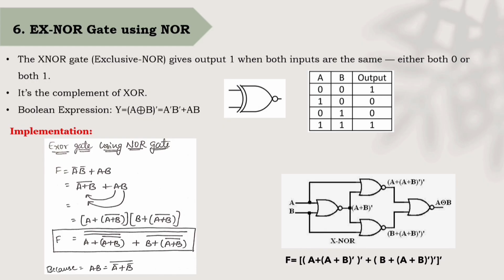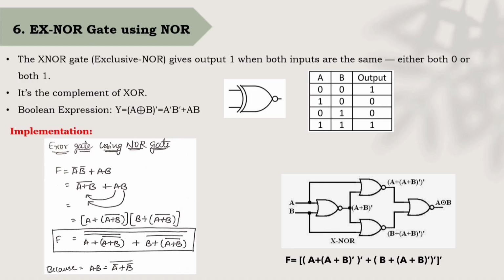The final logic circuit of the XNOR gate, which is designed using the NOR gate, is shown here. Totally we need 4 NOR gates in order to design the XNOR gate. Let us consider the first NOR gate. For the first NOR gate, we are taking the inputs as A and B, so that we are going to get (A plus B) whole bar. For the second NOR gate, we are taking the inputs as A and (A plus B) whole bar, so that we are going to get (A plus (A plus B) bar) whole bar.